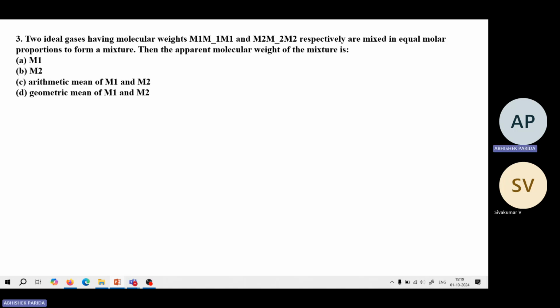Now coming to question number 3: two ideal gases having molecular weights of M1 and M2 respectively are mixed in an equal molar proportion to form a mixture. Then the apparent molecular weight of the mixture is, yeah, very simple question. It says there are two gases, gas 1 has a molecular mass of M1 and gas 2 has a molecular mass of M2. So when these two are mixed, what is the molecular weight of the mixture?